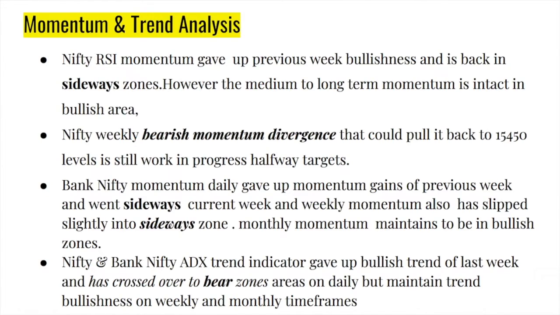Now, Bank Nifty, the momentum is again the same. It gave up the momentum that was gained the previous week, and then it went back to the sideways zone. Right. Another thing is Bank Nifty lost the momentum and slipped to the sideways zone on the weekly candle also, but monthly is still bullish. Now, on the ADX, the trend indicator, Nifty and Bank Nifty both had turned to bullish zones. Now, both have closed in bearish zones this week, right? But on the higher time frames, bullishness remains in Nifty and Bank Nifty with respect to the trend indicators. So the trend at the moment is clear to us, right?